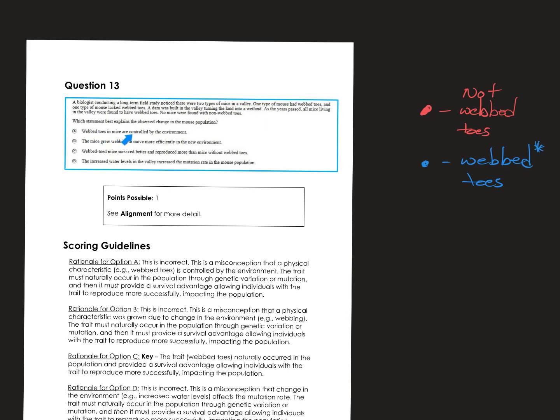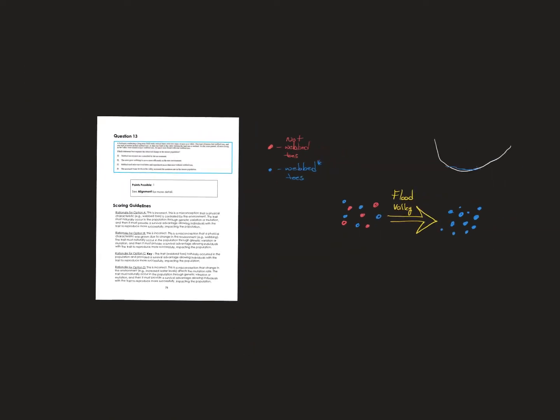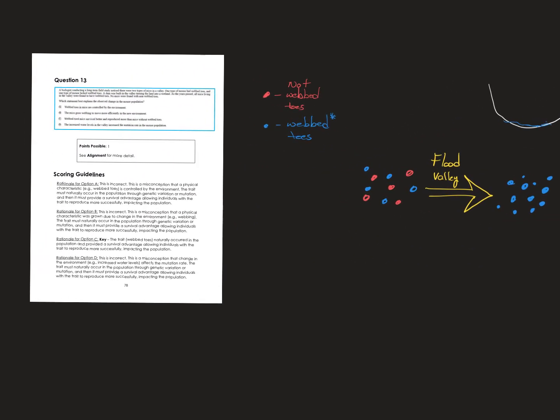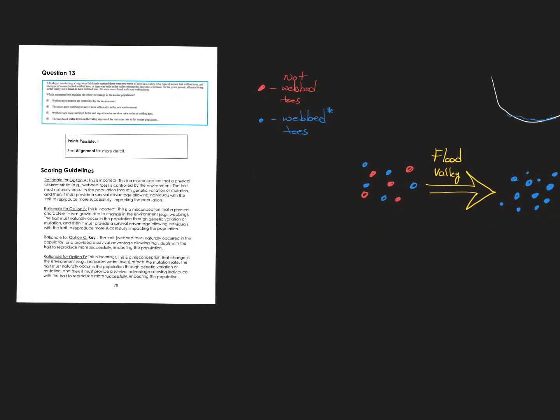All right, webbed toes mice are controlled by the environment. Not sure what that even means. The mice grew webbing to move more efficiently in the new environment. Let's be clear, that didn't happen, right? They told you that in the paragraph. They told you that the character already exists, and that's how evolution works.